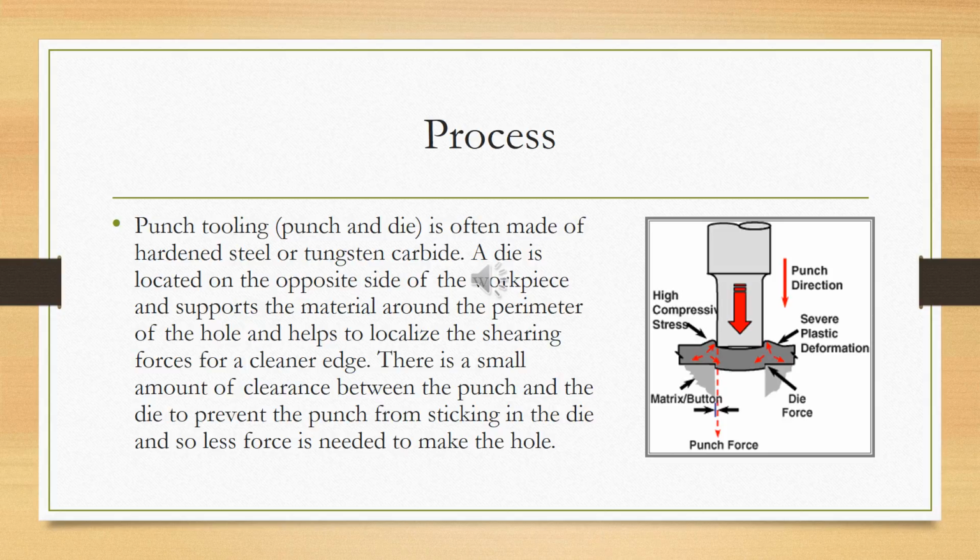Process. Punch tooling, the punch and die, is often made of hardened steel or tungsten carbide. A die is located on the opposite side of the workpiece and supports the material around the perimeter of the hole and helps to localize the shearing force for a cleaner edge.